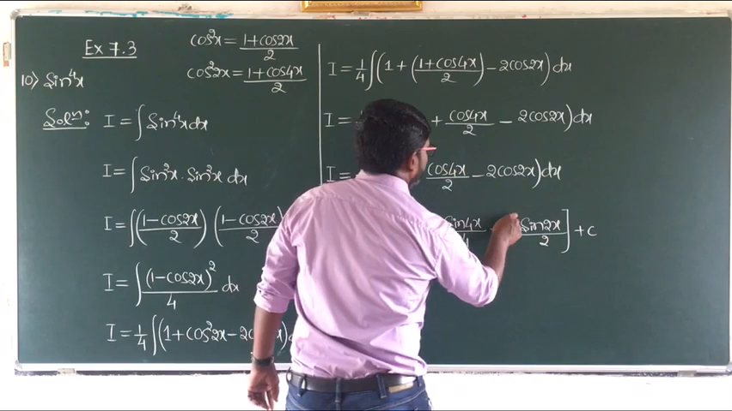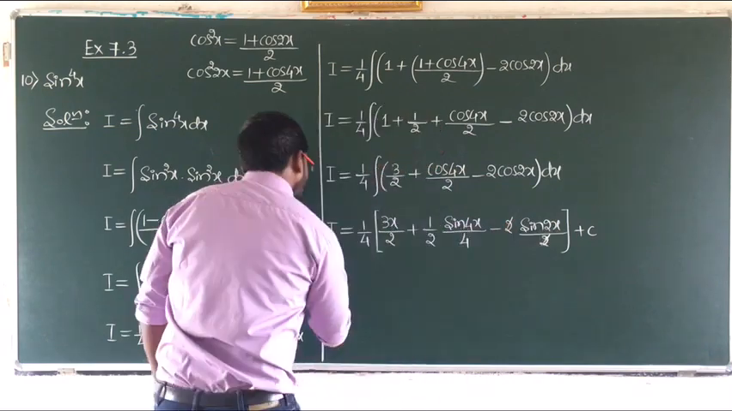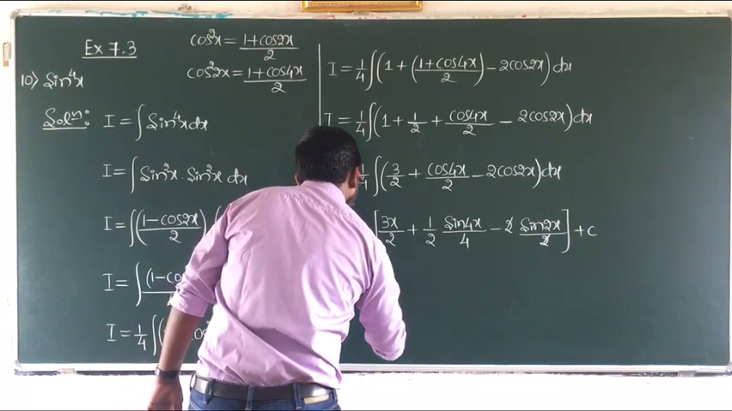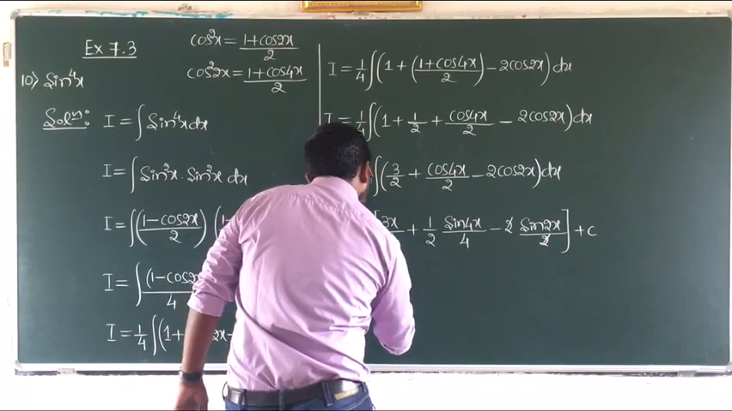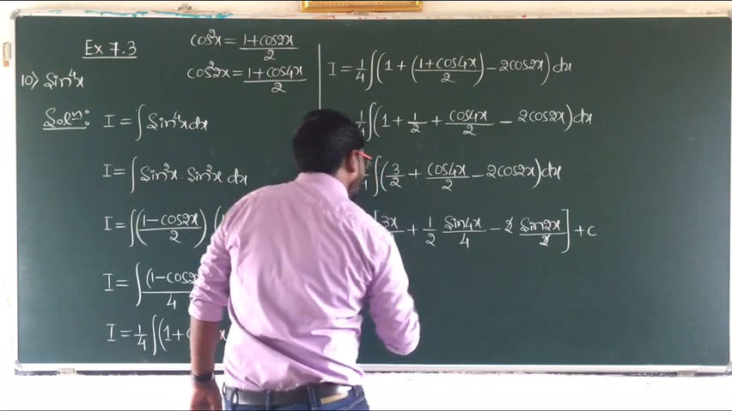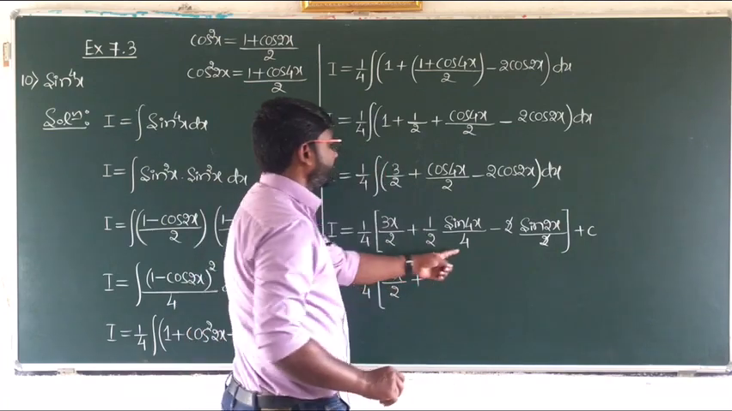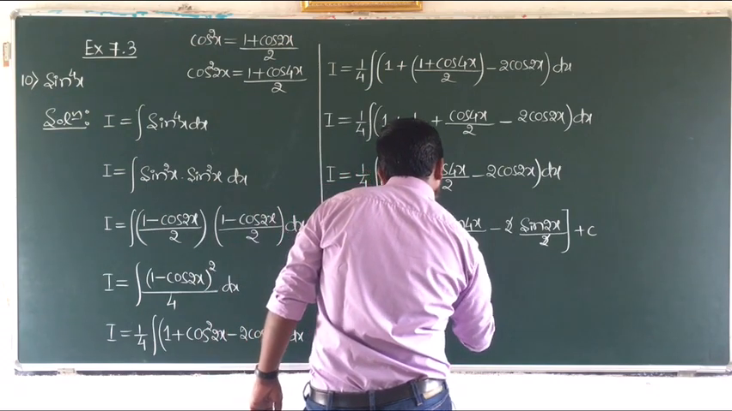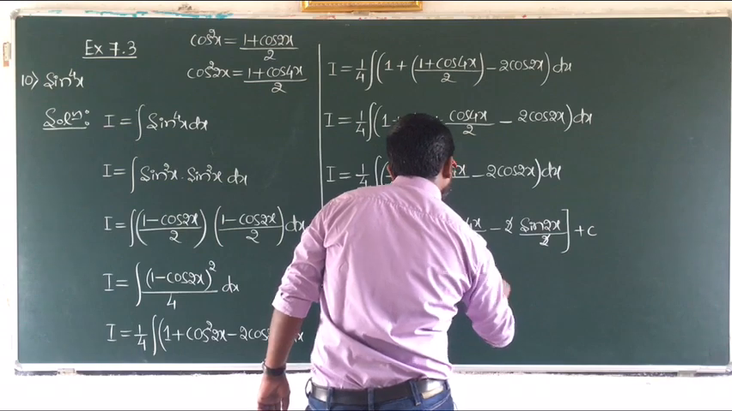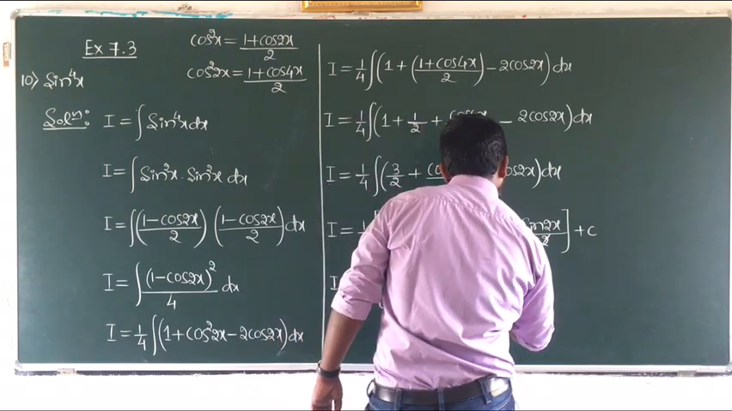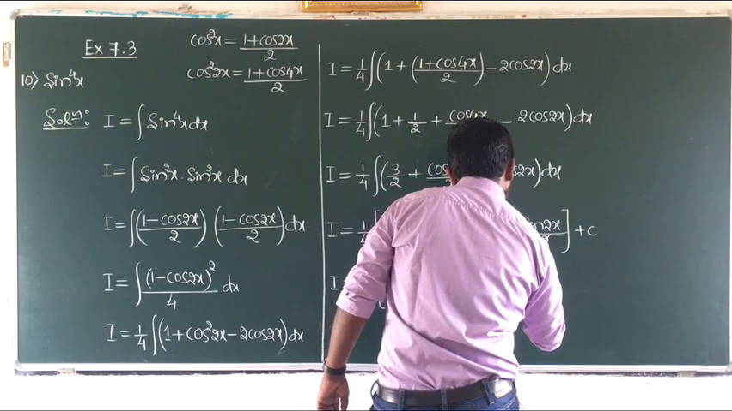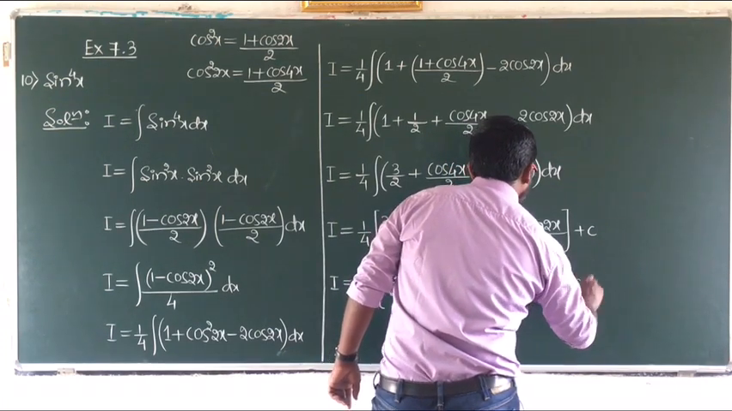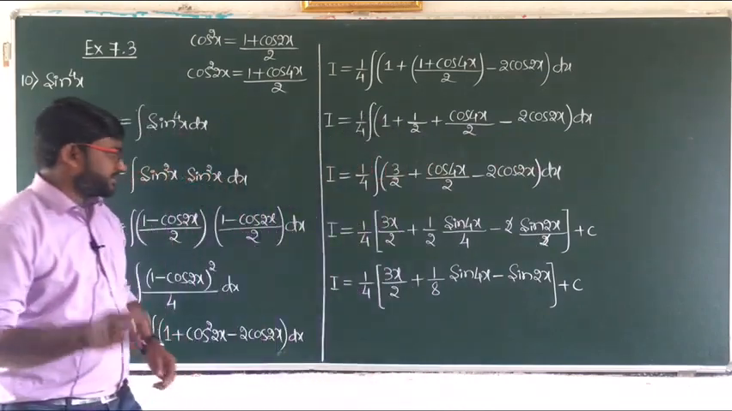So here 2 and 2 get cancelled. The next step, I is equal to 1 by 4, write it outside as it is, then 3x by 2 plus 2 into 4 it is 8, we get 1 by 8 sin 4x, then minus sin 2x plus c. So this is the answer for the 10th problem. So pause the video to note it down.